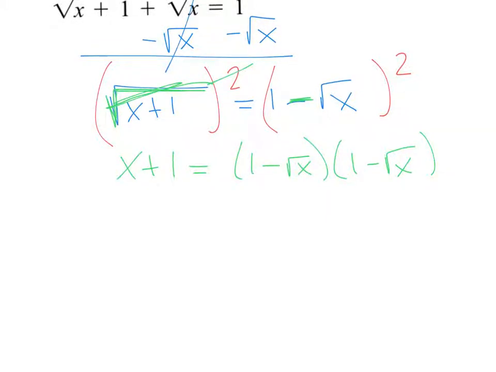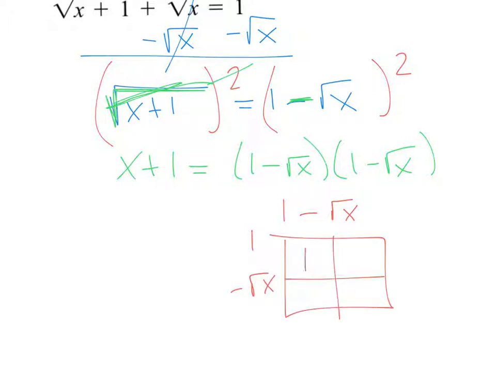So I'm going to do the box method. So I'm going to have 1 minus square root of x and 1 minus square root of x. I have 1. 1 times negative square root of x is negative 1 square root of x. Negative square root of x times 1, again, is negative 1 square root of x. And negative square root of x times a negative square root of x is a positive square root of x squared.